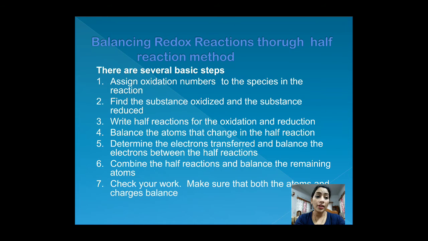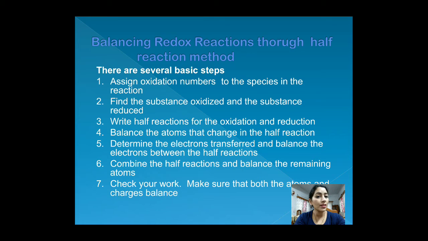Now this is a very important part. How can we balance a redox reaction? There are several steps which we should follow one by one. Slowly we will be able to balance the reaction. Number 1, assign oxidation numbers to the species in the reaction. That means first we should know for which elements we have to find the oxidation state.